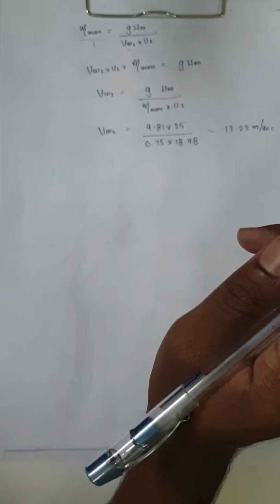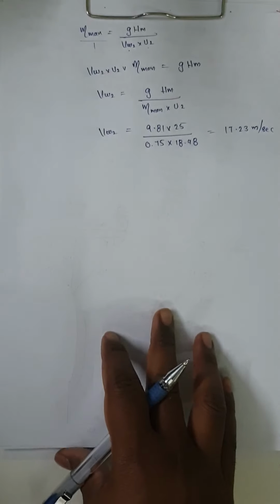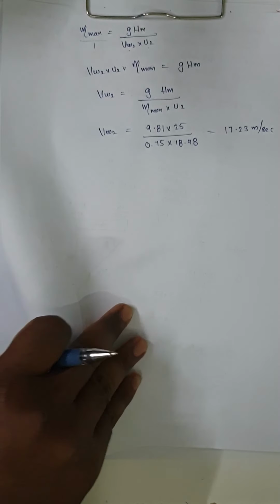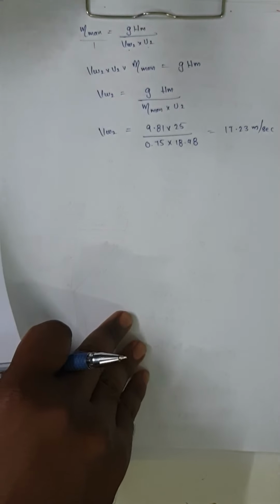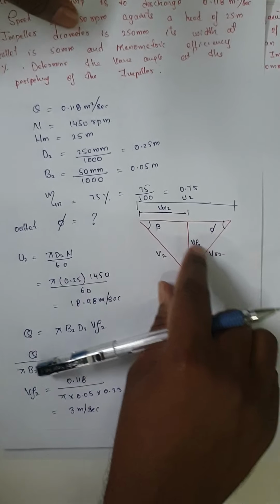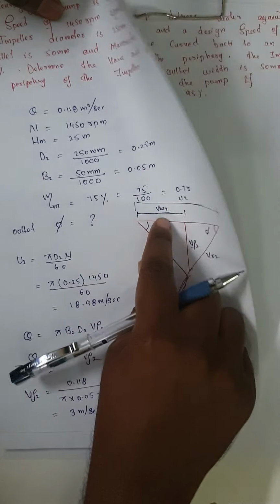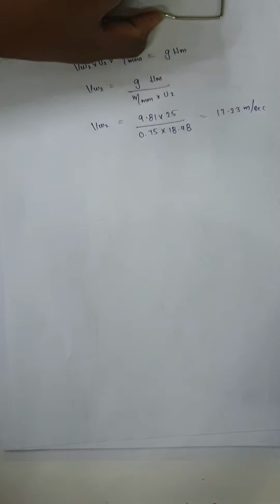Whirl velocity at outlet. Now as you can see, you got the value of Vf2 and Vw2. Now you can use any triangle formula to find that out. If you take this triangle, you got the value of u2 and Vw2. So better to take the triangle and first draw the triangle.